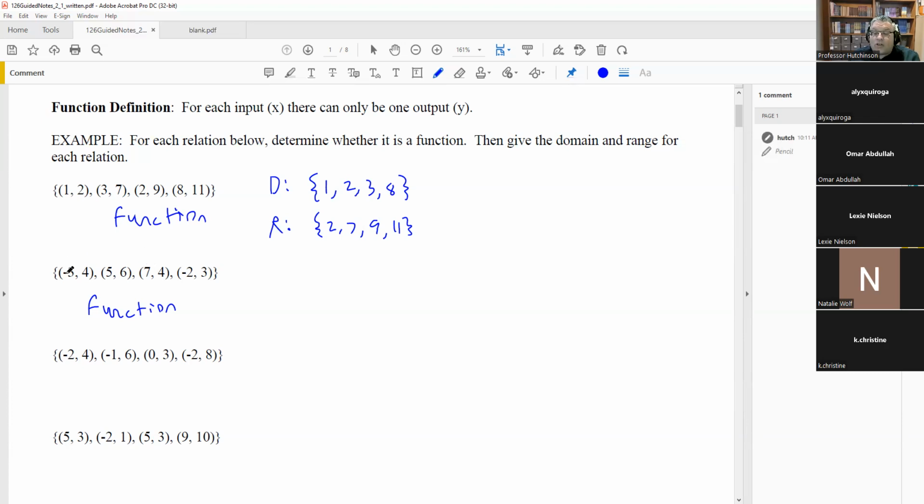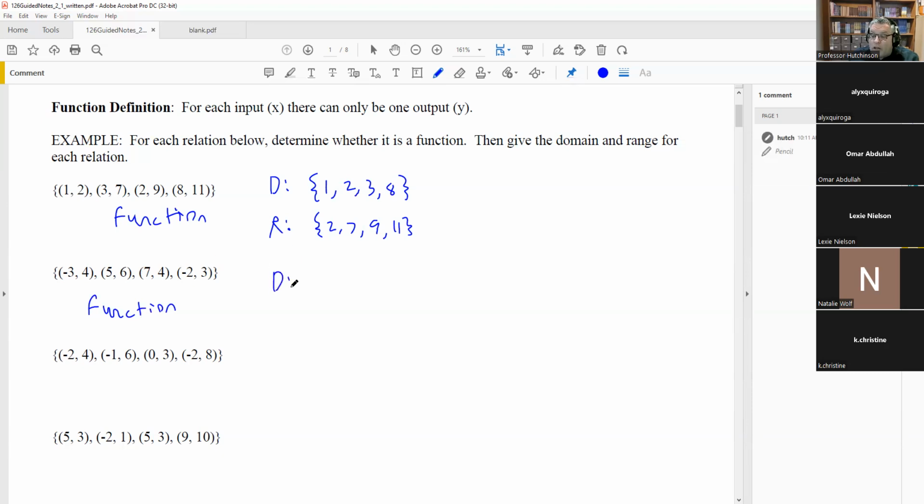I have -3 only goes to 4, and I don't have -3 going to anything else. 7 goes to 4, but 7 does not go to any other number. So again, I have one input, one output. It's okay if the output happens to be the same like it is here, but it's still a function because every input has only one output. For all these points here, we have that.